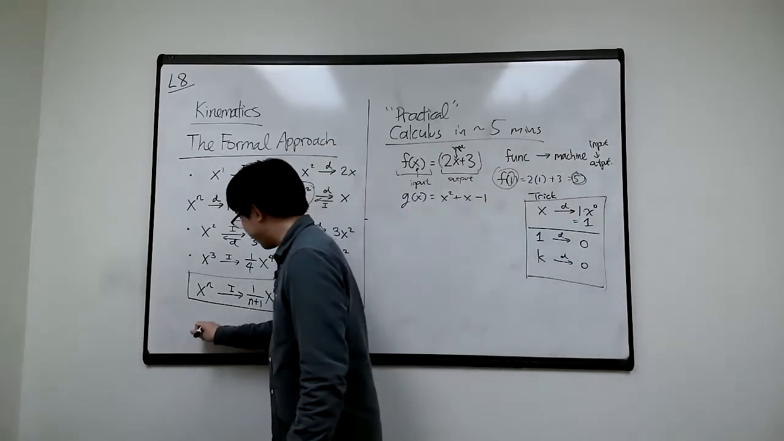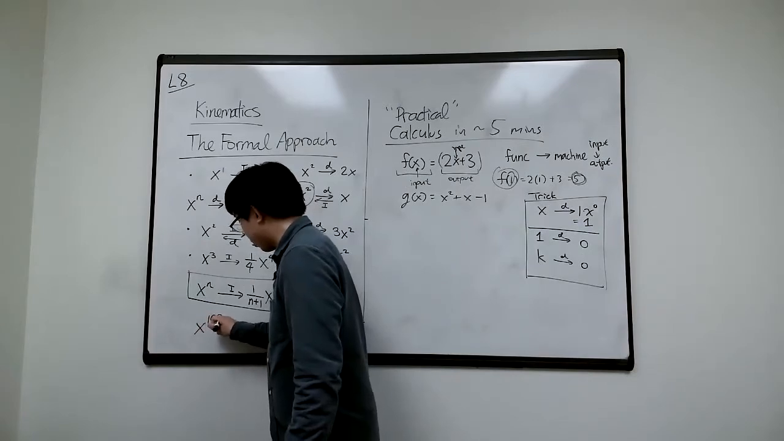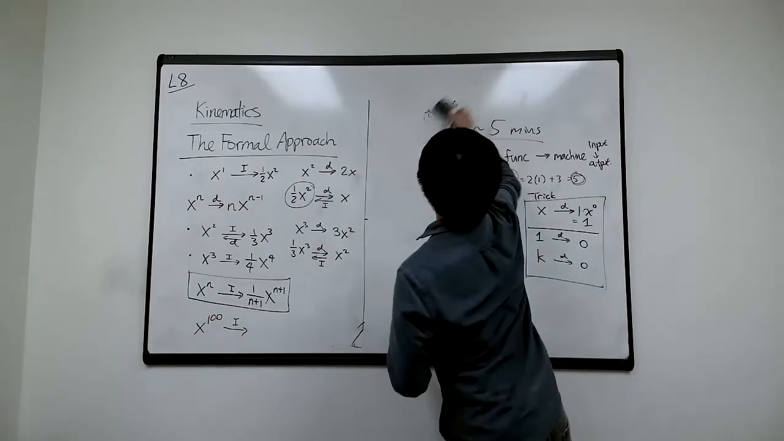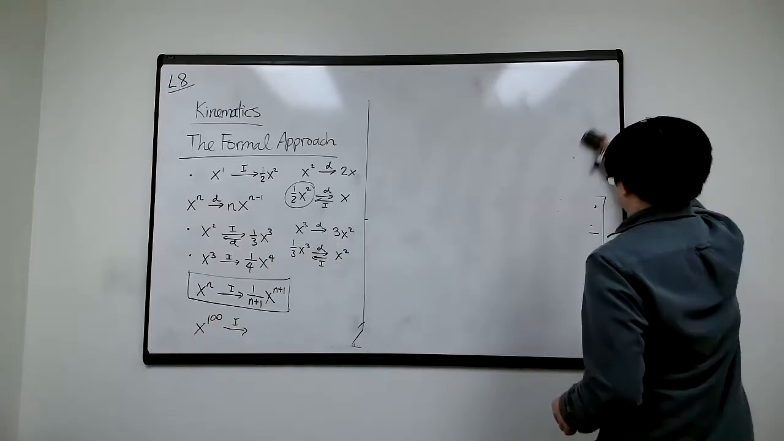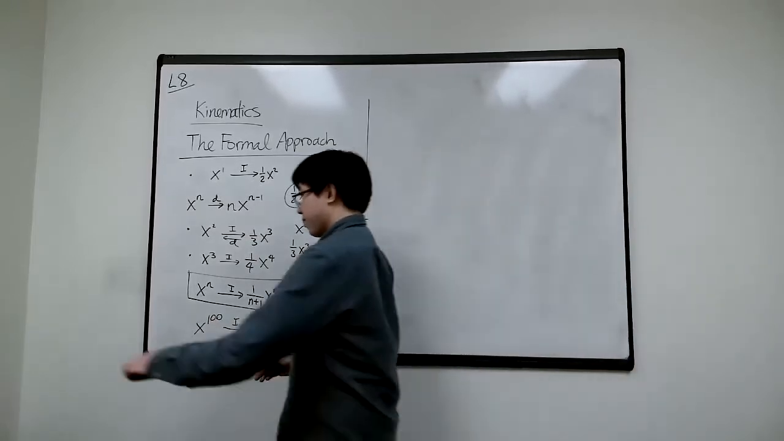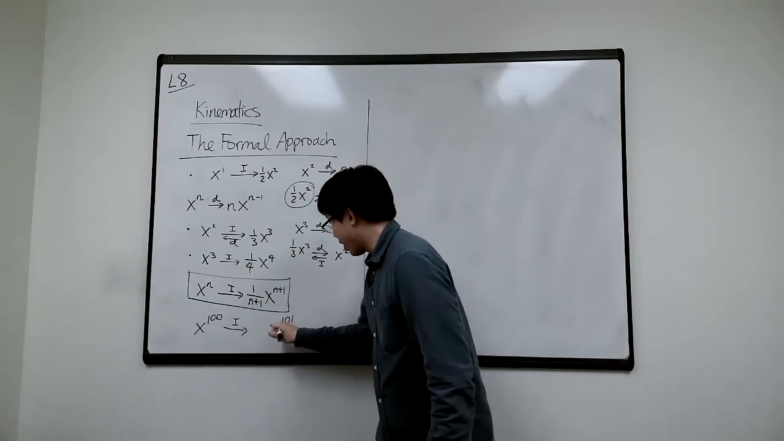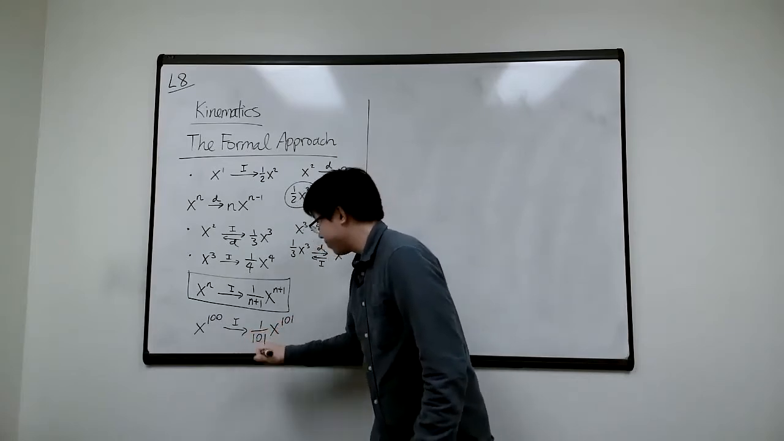So can you tell me, while I'm erasing the other side of the box, what's the integral of x to the power of 100? Right, so you increase that by 1, so that's 101, and divide by the new power, and that's it.